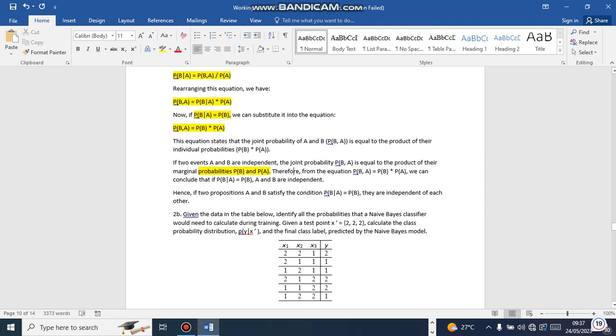Therefore, from the equation we have here, the probability of A and B is equal to the probability of B times the probability of A. So we can conclude that the conditional probability of B given A is equal to the probability of B. That is, A and B are independent. Hence, if two events A and B satisfy this condition, they are independent of each other.